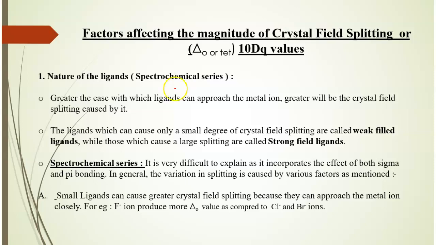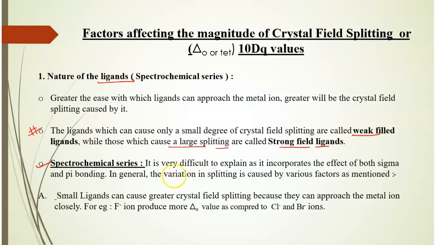ठीक है. Then next is your ligand, which can cause only a small degree of CFSE, your crystal field splitting. ऐसे लिगेंड जो क्रिस्टल फील्ड स्प्लिटिंग स्मॉल लेवल पे करेंगे वो वीक फील्ड लिगेंड होंगे, जो आपके लार्ज स्प्लिटिंग करेंगे ligands वो strong field होंगे. That is an important concept, you should keep that in mind. The spectrochemical series I'll take up after discussing all the ligands that are responsible for greater crystal field splitting.